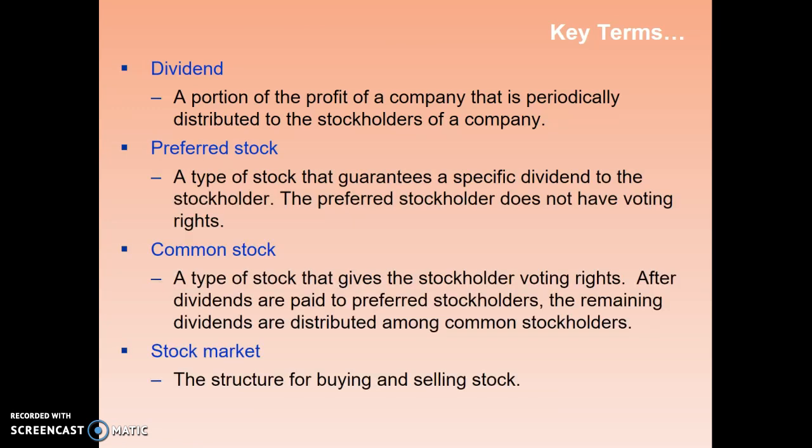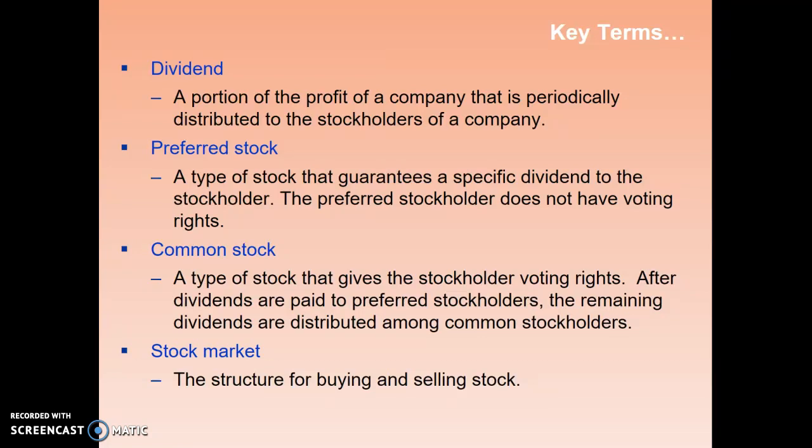Preferred stock is a type of stock that guarantees a specific dividend to the stockholder. The preferred stockholder does not have voting rights. A common stock is one that gives the stockholder voting rights. So after dividends are paid to the preferred stockholders, the remaining dividends are distributed among common stockholders. The stock market is a structure for buying and selling stock.